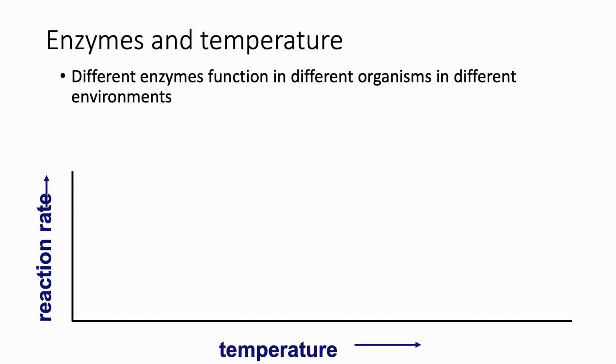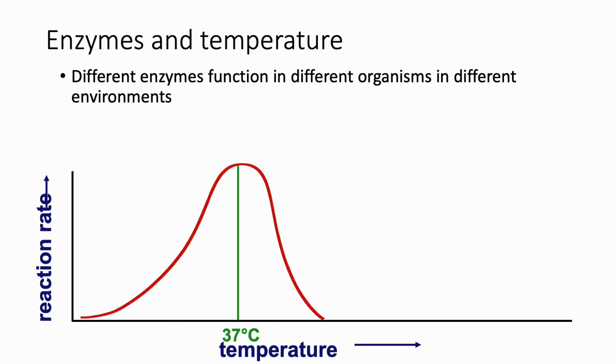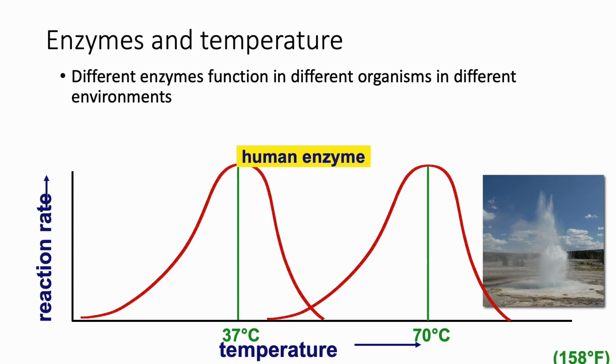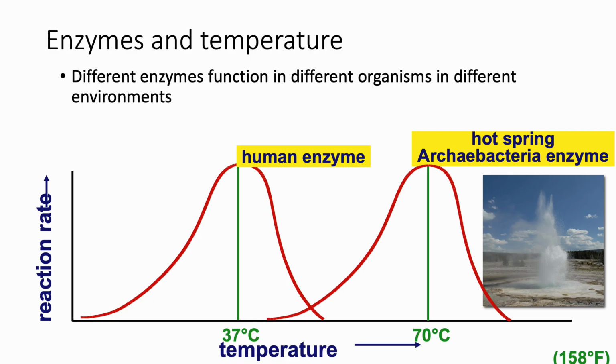Different enzymes function in different organisms in different environments. Again, when we look at humans, human enzymes like to work between 37-40 degrees Celsius. There are some archaeobacteria that you'll find in thermal vents. They like to work at around 70 degrees Celsius. Some can even go as high as 100 degrees Celsius. There's a cold water fish that survives at 30 degrees Celsius, but if it gets in water temperatures higher than 30 degrees Celsius, the enzymes would begin to denature.